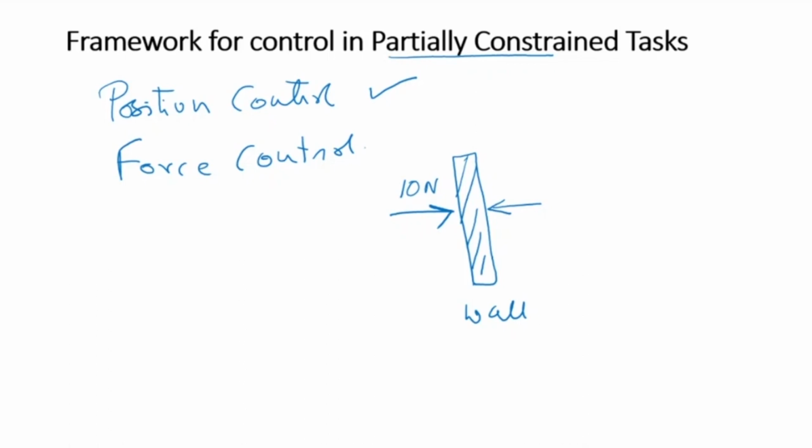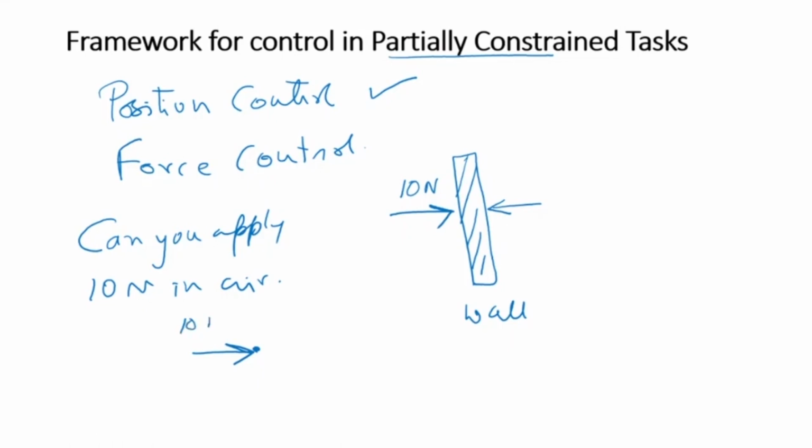Now in free air, let's look at this question. Can you apply 10 newtons in air? Suppose at this point is air, and I'm going to apply 10 newtons. Can you apply 10 newtons in air at some point? No, you cannot. Why? Because there is no opposite and equal reaction. This is not there, which means you cannot apply force.